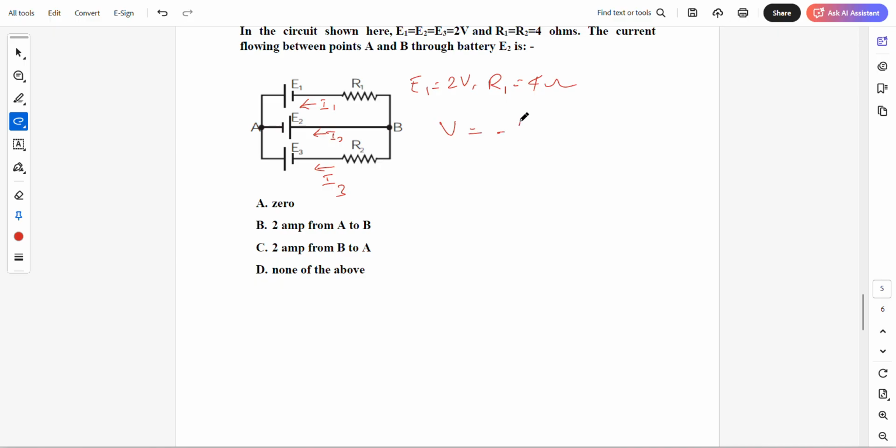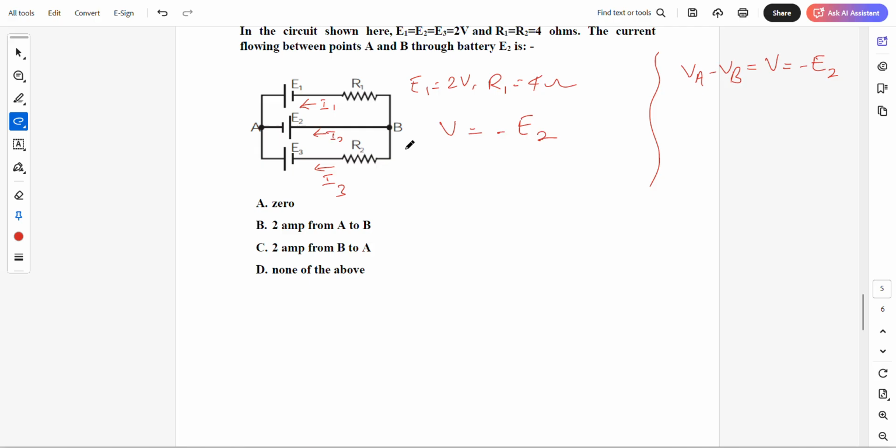Here the common potential difference is nothing but minus of E2 only. Directly they have given VA minus VB, that is the common potential difference, which is equal to minus of E2. Here R2 is not there. R2 is 0 here.